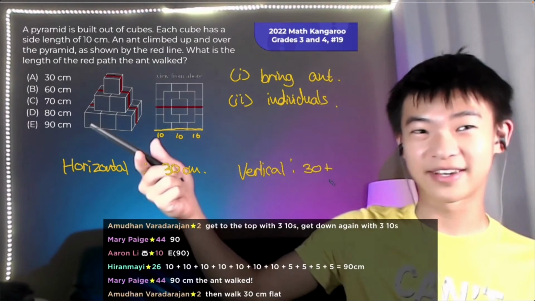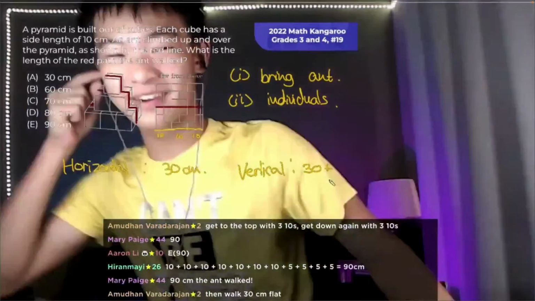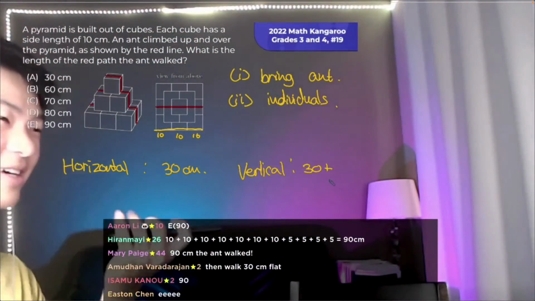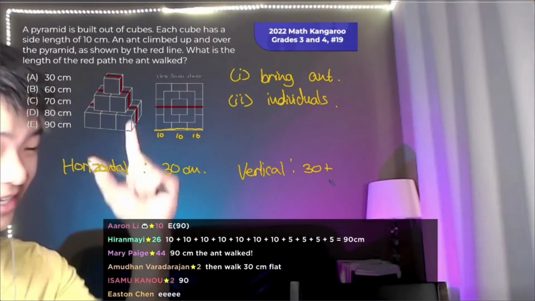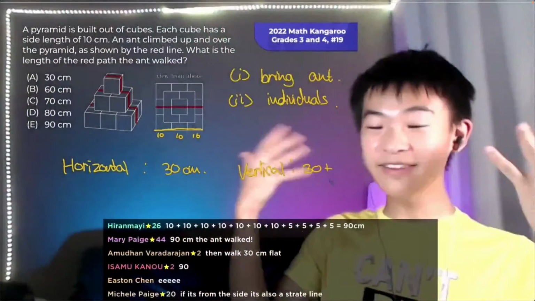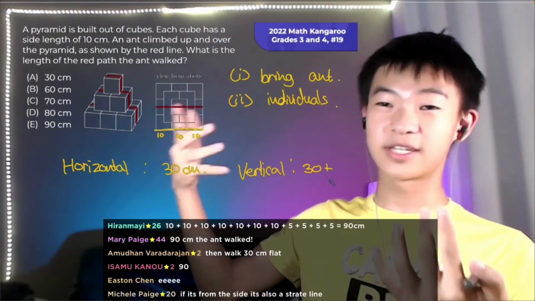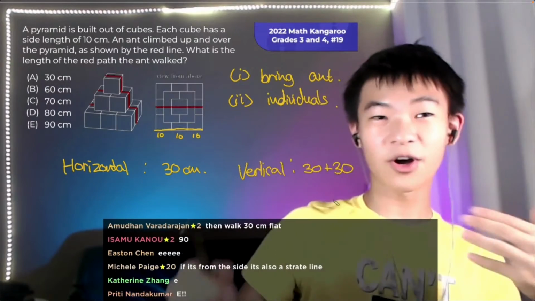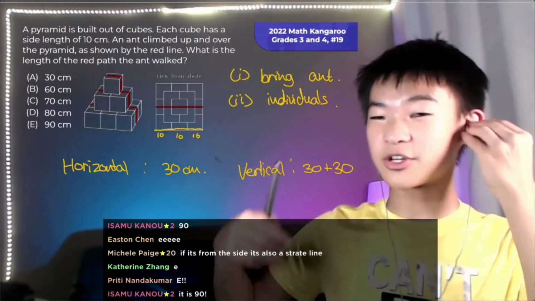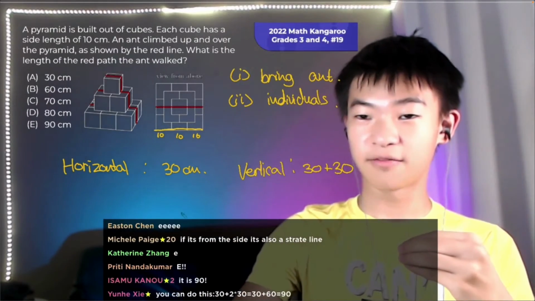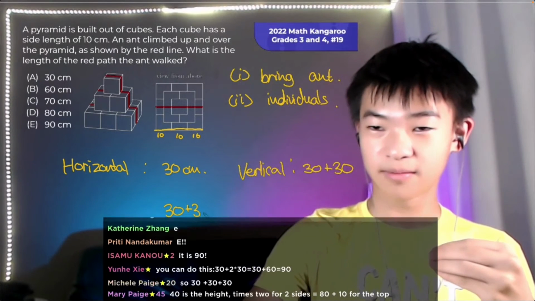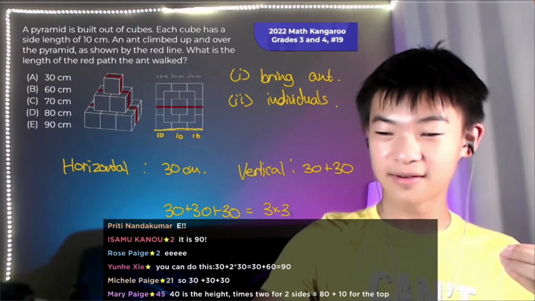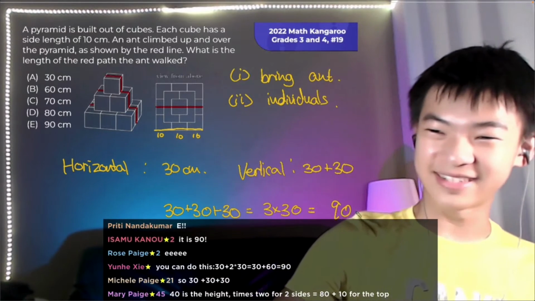But then we also have to look from the other side. So if I go right here, and I look this way, then we see the same sort of line just going up. So that would be another 3 times 10. 3 cubes, each side length 10. So another plus 30. Sum all of these up. Then we get a total distance of 30 plus 30 plus 30, which is equal to 3 times 30, which is 90 centimeters.